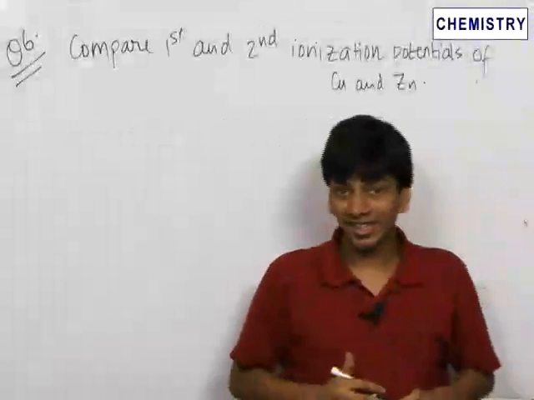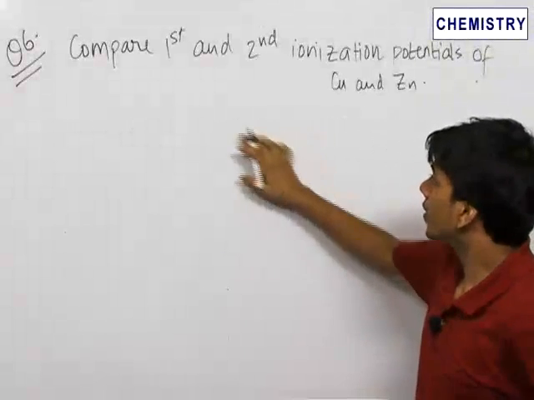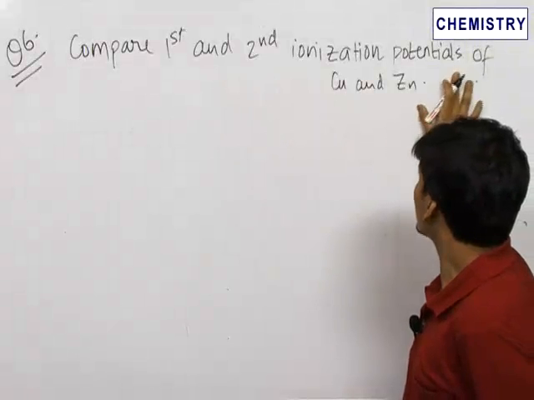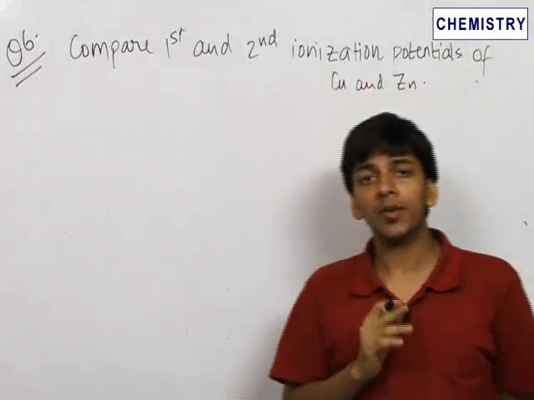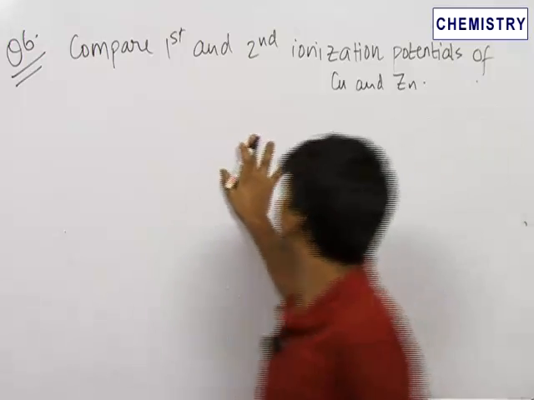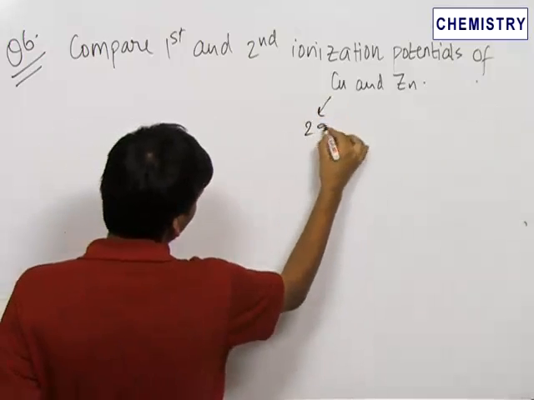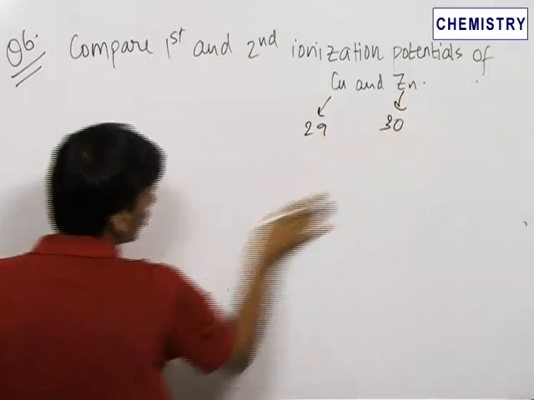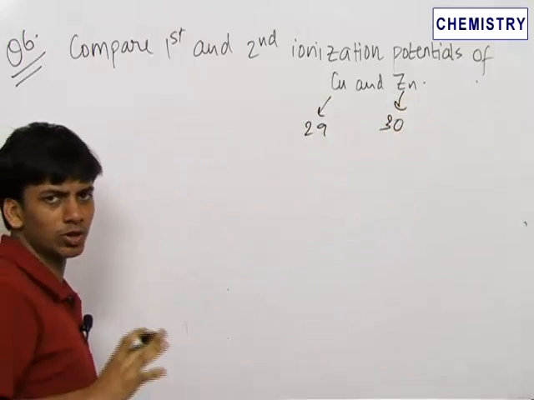So here we have a simple but interesting question. We have to compare the first and second ionization potential of copper and zinc. Whenever you need to compare the ionization potential, write down the electronic configuration of both the elements. We know that the atomic number of copper is 29 and that of zinc is 30. You must remember the atomic numbers of elements at least up to 30.